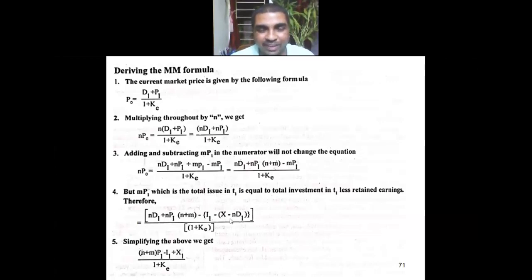We are making an assumption that every year we have to make an investment. So in year one, I have to make an investment. Therefore, in year one, I am deducting I1.